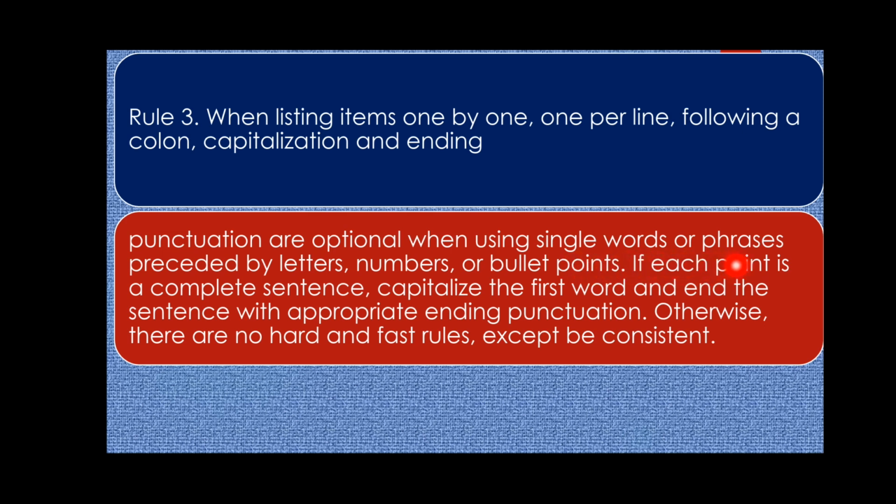in words or phrases preceded by letters. For example, you have A, B, and C. Suppose you want to make a demand for a computer or a laptop, and you say, "We need the following items" or "We need the following laptops," and then put a colon. And A you mention something, and then B, and then C. If you are mentioning words or phrases, there is no need to capitalize the first letter and no need to put a full stop.